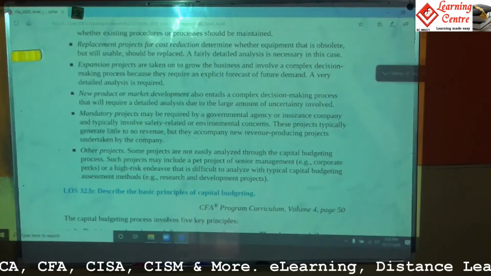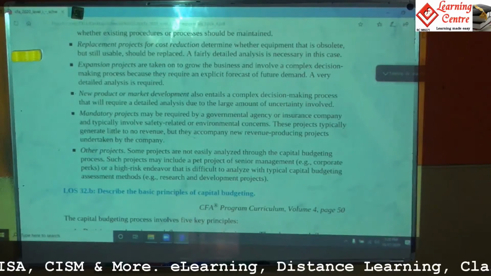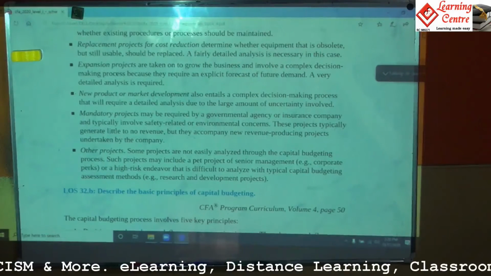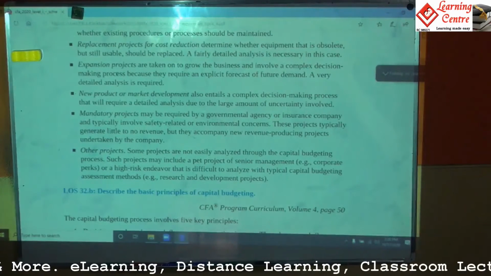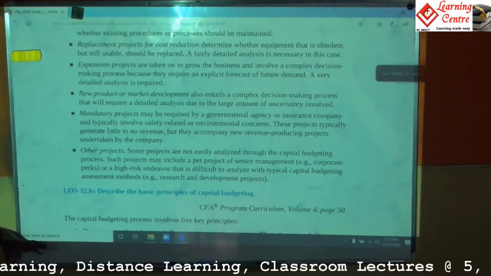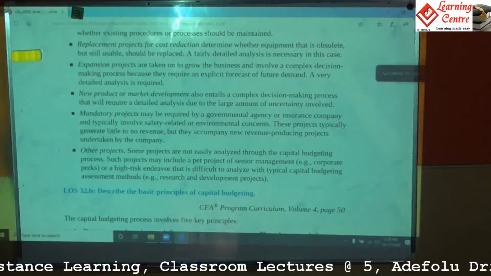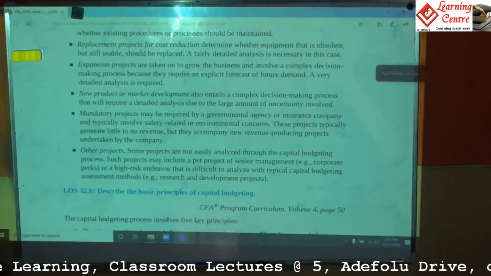So the next one, number 4: cash flow are analyzed based on after-tax basis.